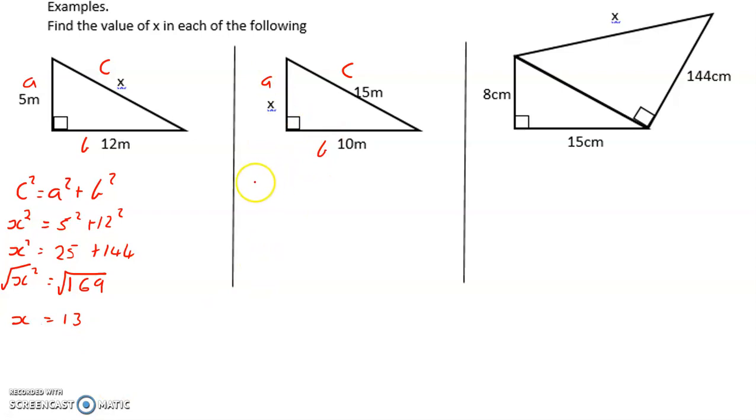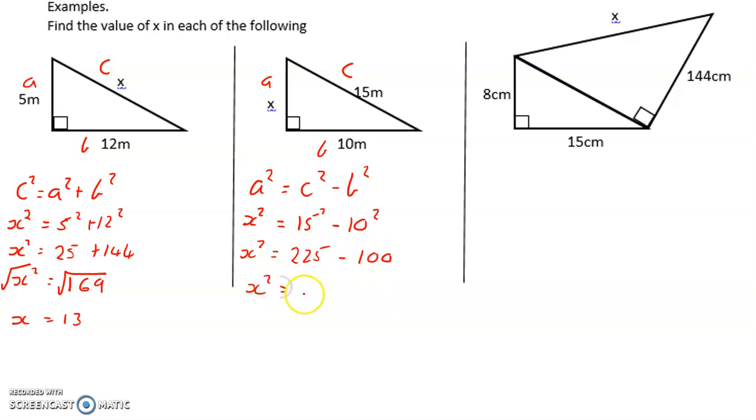On this one here, we're looking for a, so we use a formula which is a squared is c squared take b squared. You could use this same formula and rearrange it at the answer, or you can go straight to that formula. Either way is fine. So in this case, a is what we don't know, which is an x, which is c squared is 15 squared take away 10 squared. So x squared, 15 squared is 225, take away 10 squared is 100.